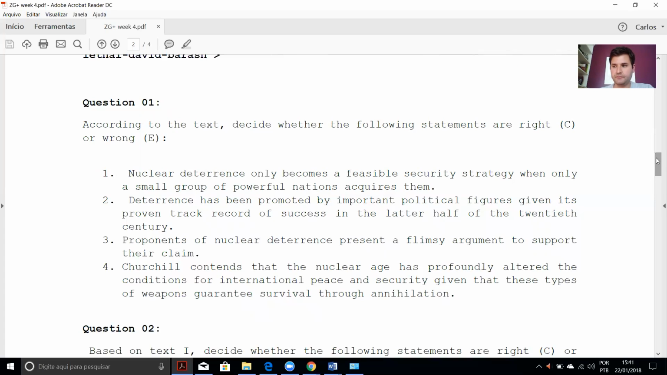Their only argument is that deterrence, if you look at the last 70 years, there hasn't been any major full-scale war between the superpowers, and also no nuclear weapon has been used since Hiroshima and Nagasaki. But they cannot provide empirical evidence that this relatively peaceful period happened because of deterrence.